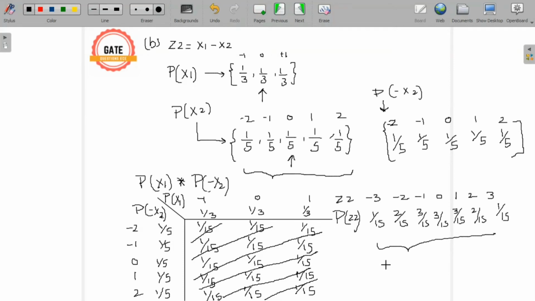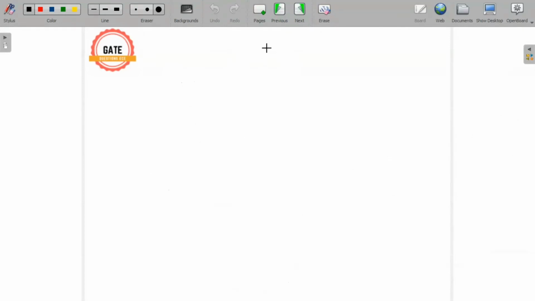So we can conclude here that for uniform, this happened because these are uniform distributed. For uniform distribution, Z1 and Z2 both will be identically distributed. That is x1 plus x2 and x1 minus x2 both will have same PMFs. So let's move to next question.